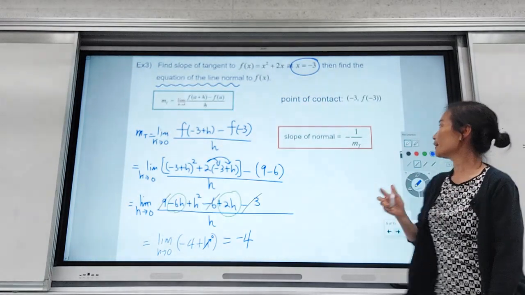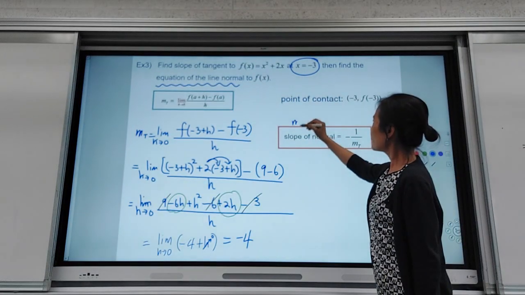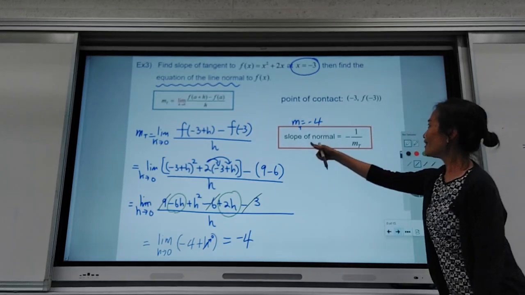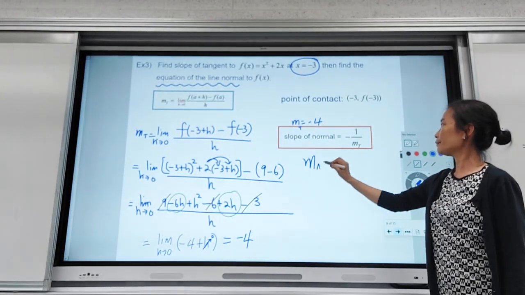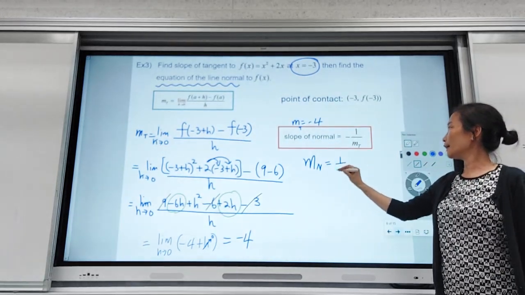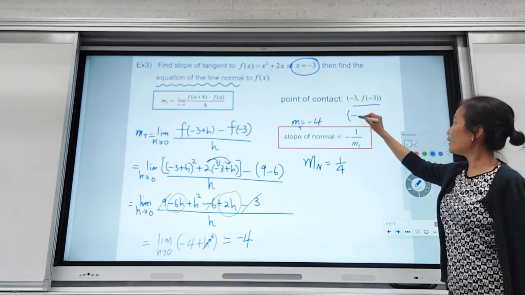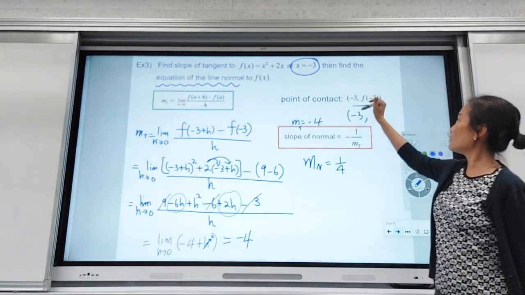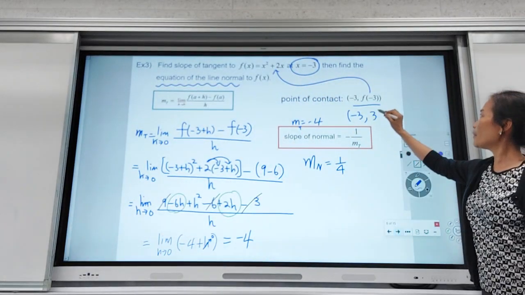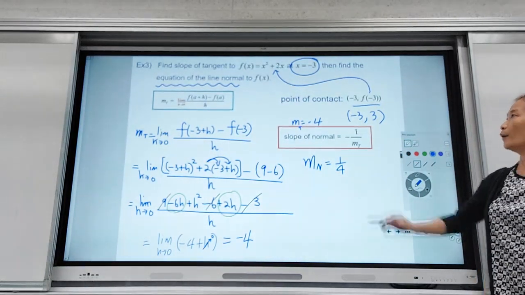So here, the slope of the tangent is negative 4. So what is the slope of the normal then? 1 over 4. Yes. The point of contact is this point. Let's evaluate: substitute negative 3 into it. We got 9 minus 6, so negative 3 is your point of contact. The slope is 1/4.